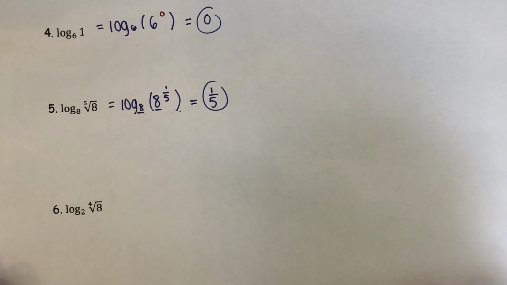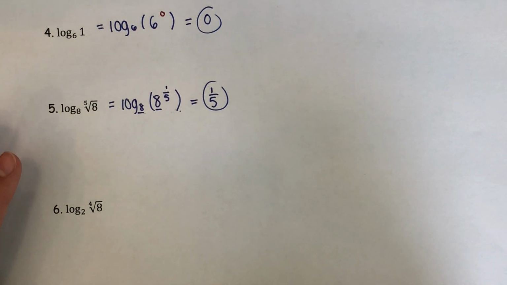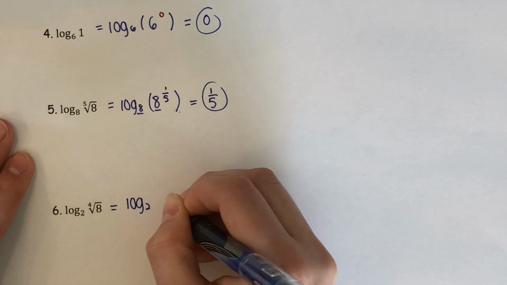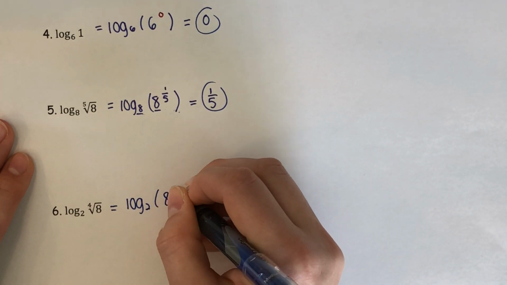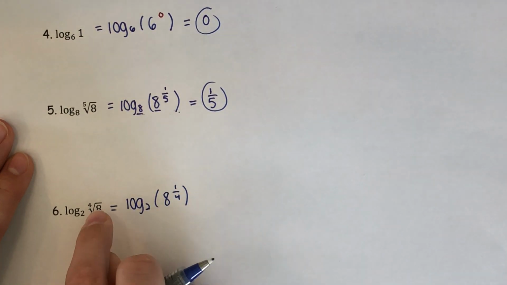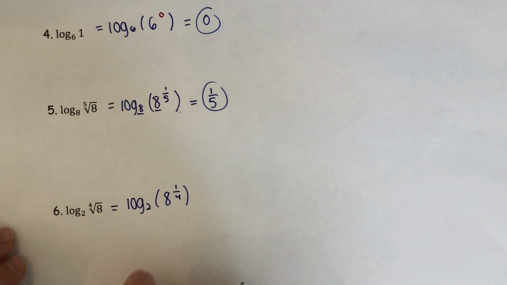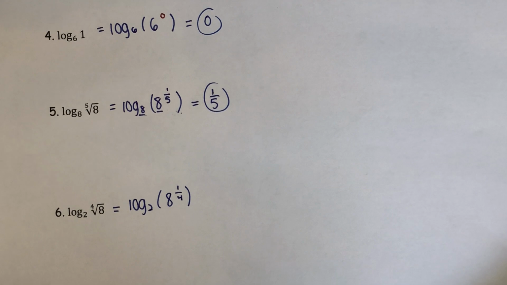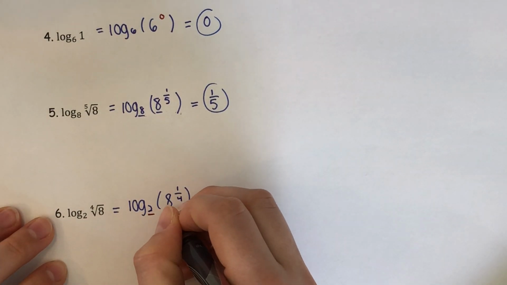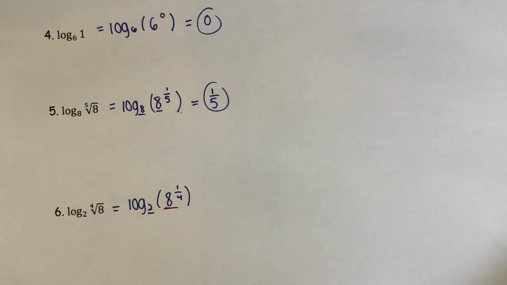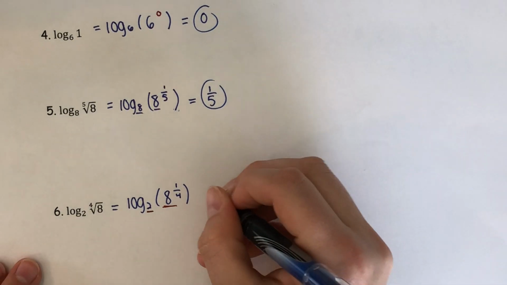The last problem we're going to do, log base 2 of the 4th root of 8. First thing, I'm going to rewrite this as log base 2 of 8 to the power of 1/4. So I'm just rewriting that radical as an exponent. But if you notice, that 2 is our base here. We have a different number there. The good news is that we can rewrite 8 as 2 to a certain power.